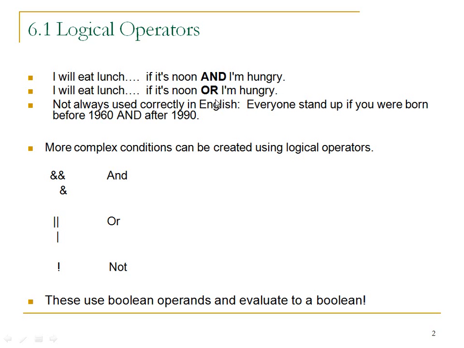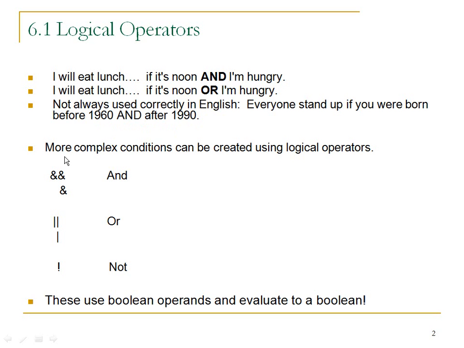And a lot of times people will use these incorrectly, but everyone knows what they mean. So suppose I said, everyone stand up if you were born before 1960 and after 1990. Well, there is no one who was born before 1960 and after 1990. So you couldn't possibly have this expression evaluate to true in the Java sense.